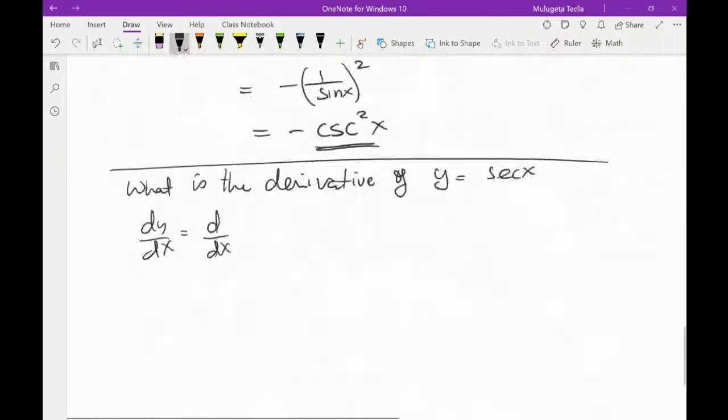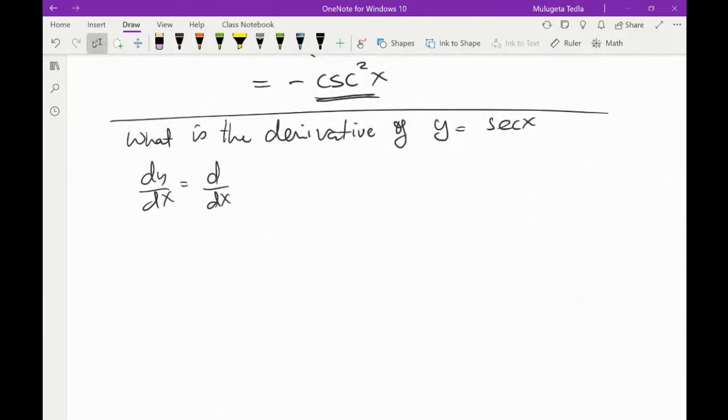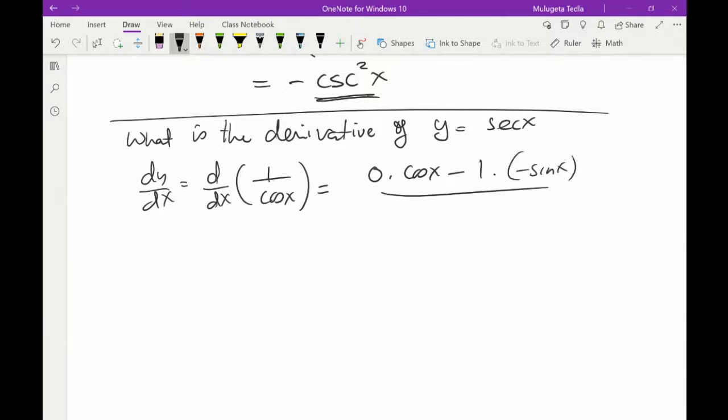That's where we're at. So we want to investigate what the derivative of secant is. Secant, as you know, is 1 over cos. So you can still apply quotient rule. The derivative of the top is 0 times the denominator minus the top times the derivative of the denominator, which is minus sine x, over the denominator squared.